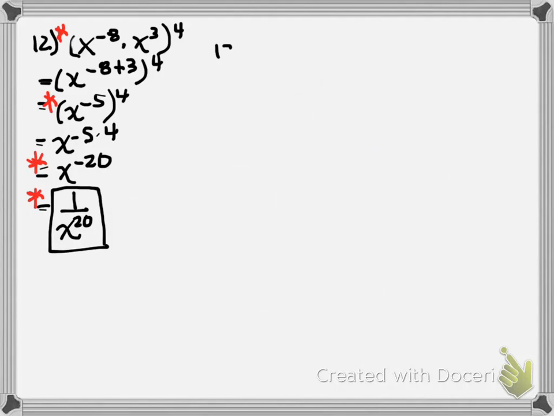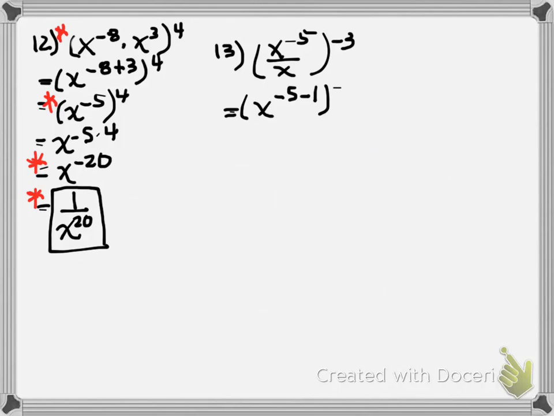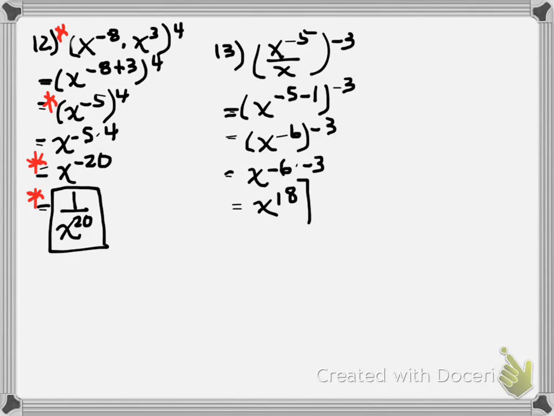And last one, we have x to the negative 5th divided by x raised to the negative 3rd power. So when we are dividing monomials, we actually subtract the exponents, and that gives us a negative 2. And then we're going to raise the power by multiplying them. We get x to the 18th. Positive exponent, it's good where it's at, and we are done.